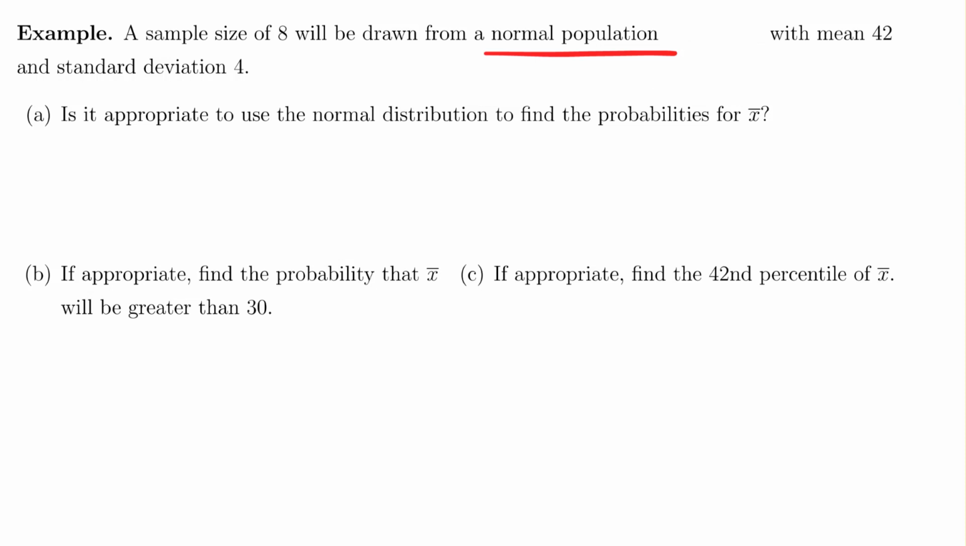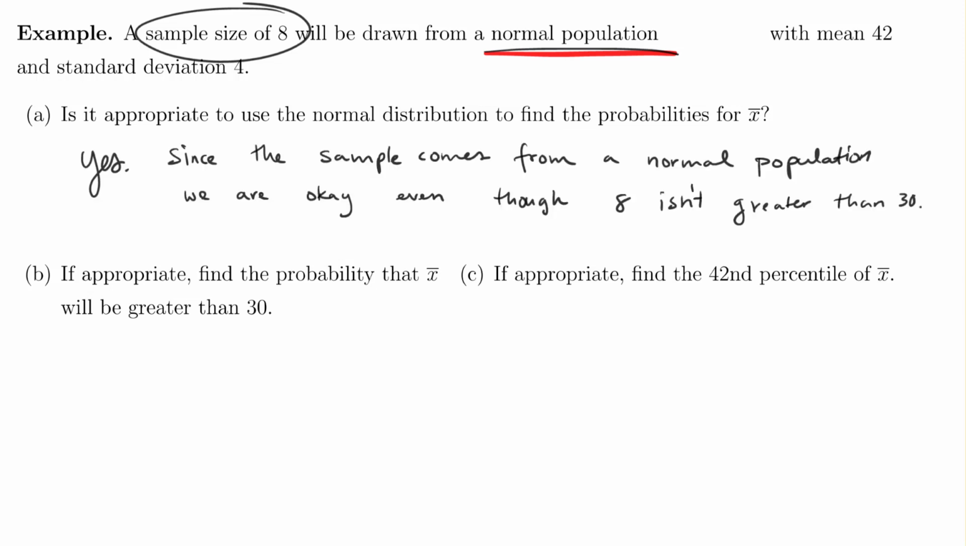So for A, when it asks you, is it appropriate to use a normal distribution? Yes. Even though our sample size still doesn't meet the greater than 30 threshold, since it's from a normal population, we don't have to get to a certain size of sample. If you're sampling from a normal population, any value is okay. It's just if you're sampling from an unknown population that you have to hit the threshold of greater than 30. So let's record that for A.